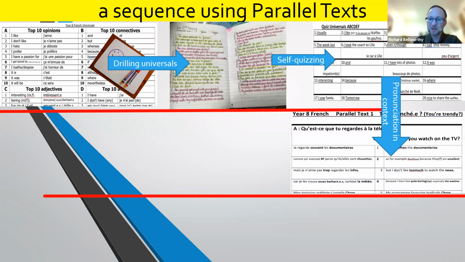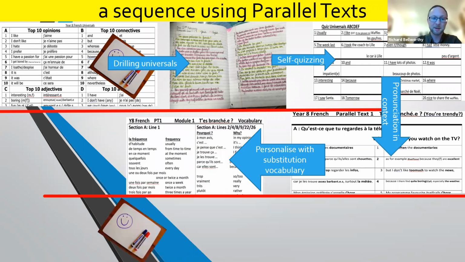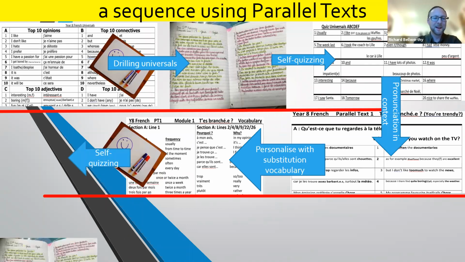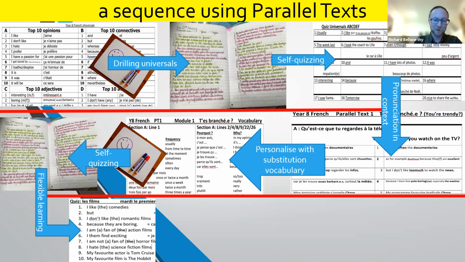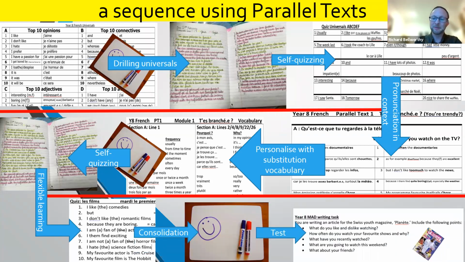We then would do some pronunciation in context of the parallel text. We would then personalize it using the substitution language. So using lots of mini whiteboards, pronunciation games, and they'd go home and they would learn their personalized version using self-quizzing. More about that in a moment. And then we'll do a quiz the next lesson, and we'll consolidate it even more before they have their final assessment or quiz and their test.